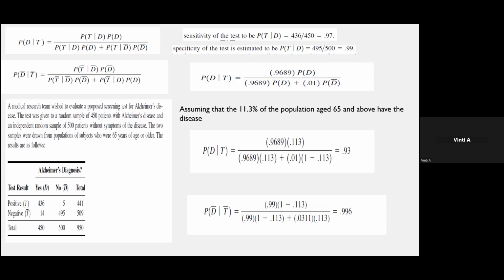Now, for the timing, I will leave out the positive probability of the test. Let's go on to the next, because I think this will take a little time to consume, so we'll go on to the next.